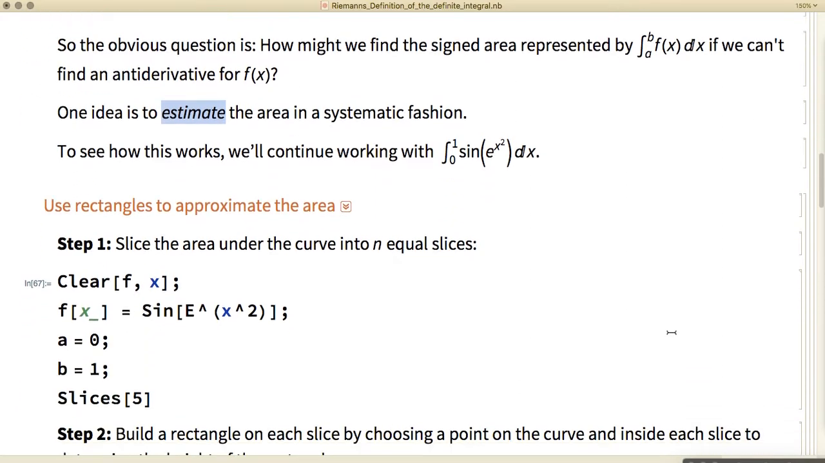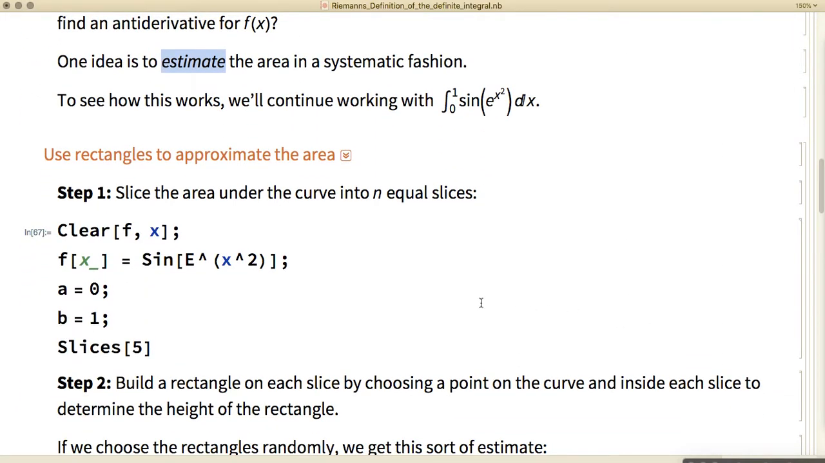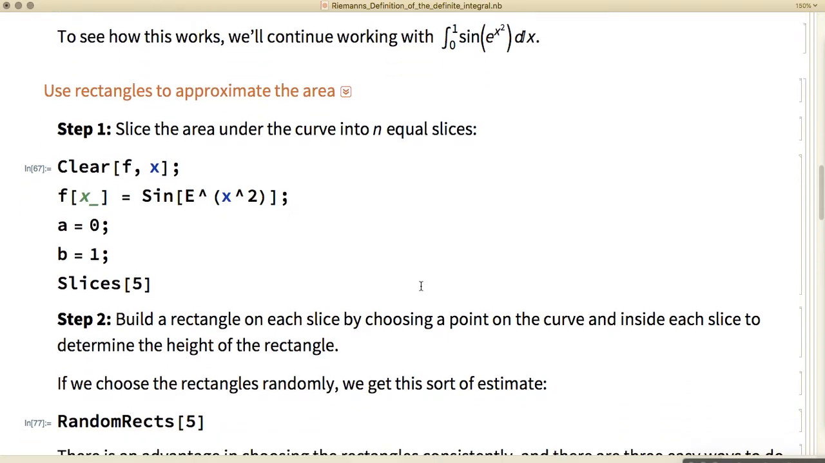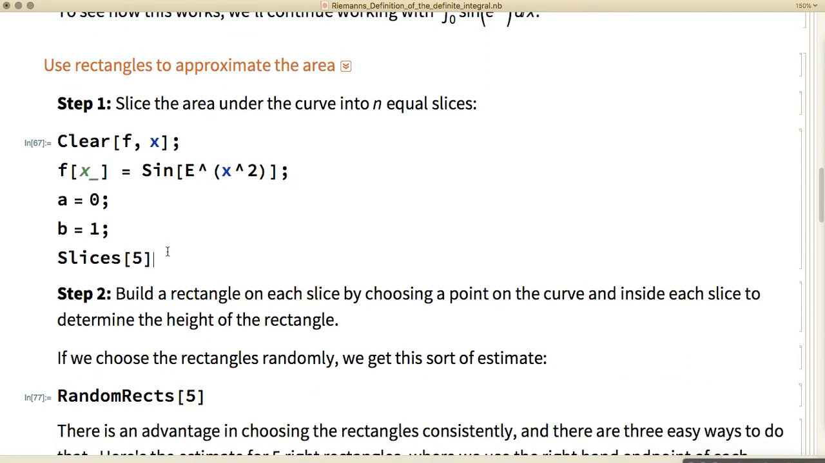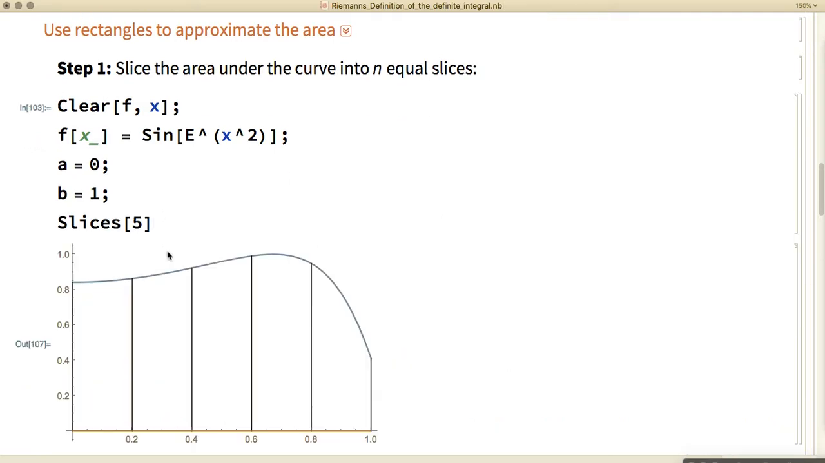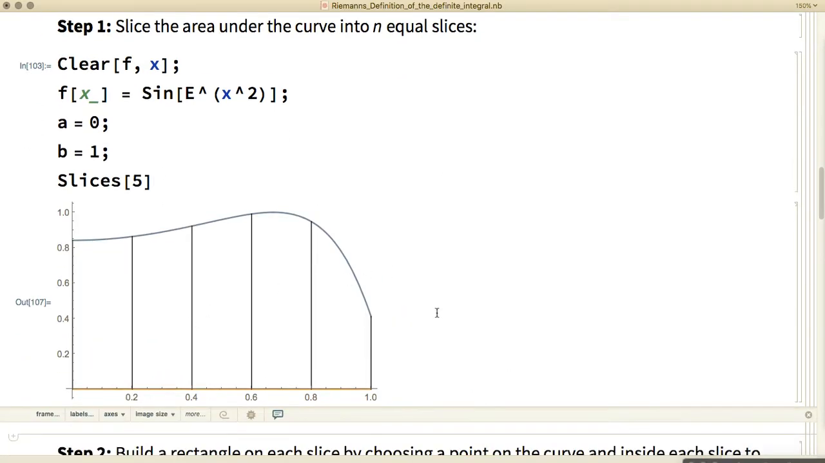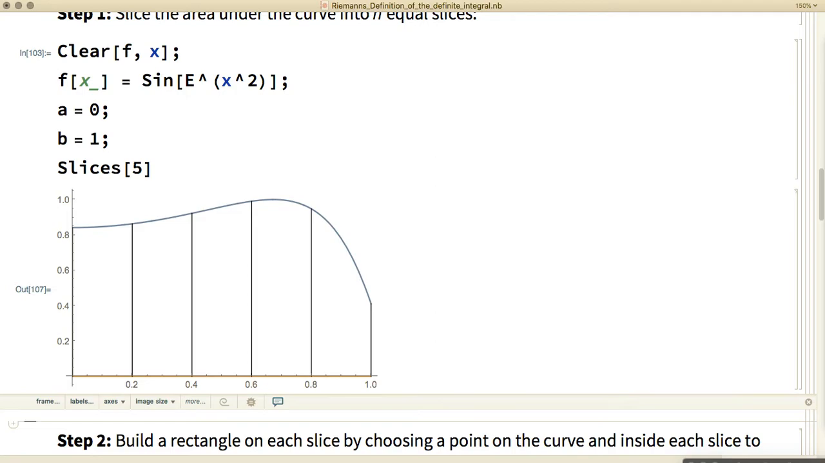Now, his systematic way of estimating the area was to use rectangles. The first thing he did is he said, we're going to slice the interval between a and b into a certain number of equal width subintervals. So here I've got the first subinterval, the second one, the third one, the fourth one, and the fifth one. And I'm going to refer to these as slices. So we slice this thing into 5 equal slices.